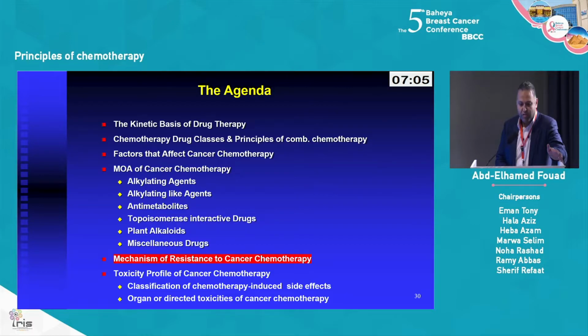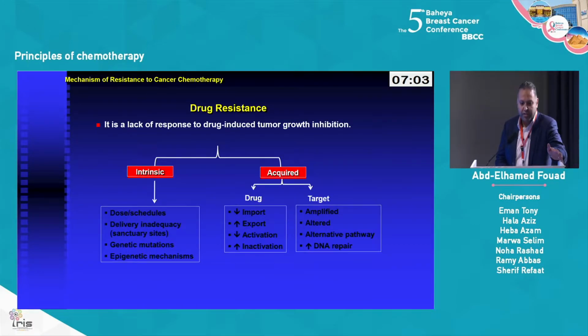Mechanisms of resistance to cancer chemotherapy may be due to intrinsic factors like lower doses given to the patient, improper scheduling of the chemotherapeutic drugs, inadequate delivery of drugs to sanctuary sites like testicular masses and CNS diseases, or genetic mutation or epigenetic mechanisms.